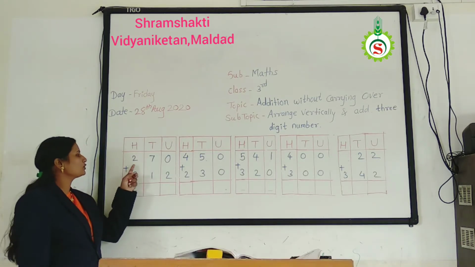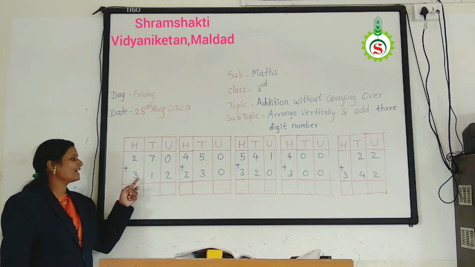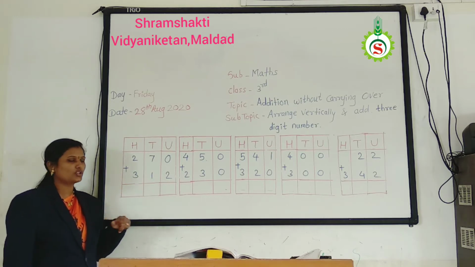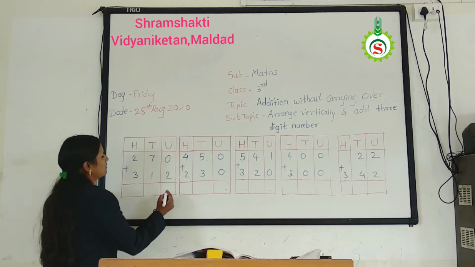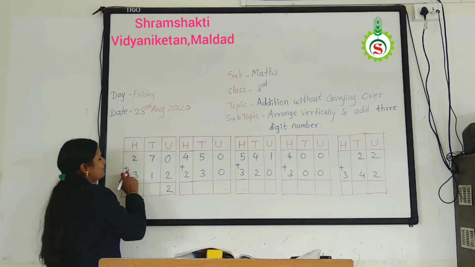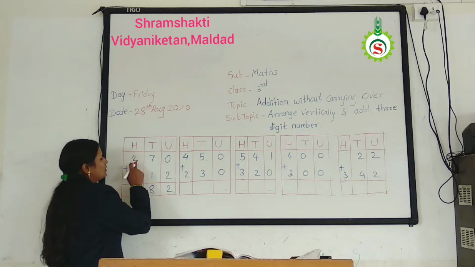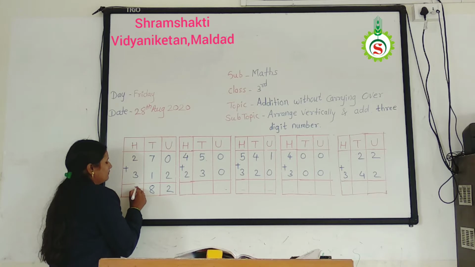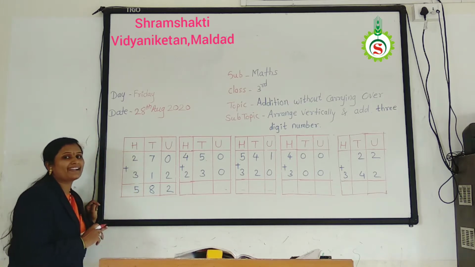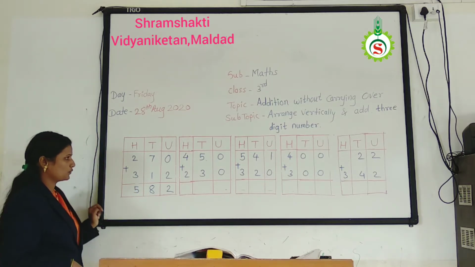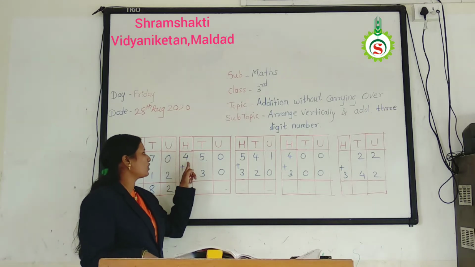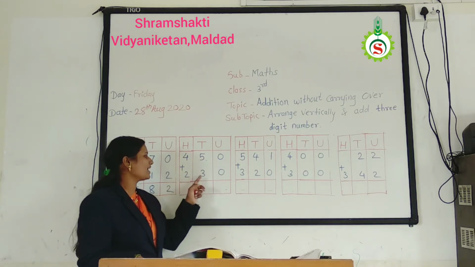See the example. 270 plus 312. You see first unit column. 0 plus 2, 2. 7 plus 1, 8. 2 plus 3, 5. We get 582. See the next example. 450 plus 230.